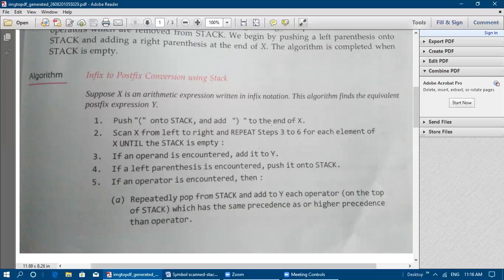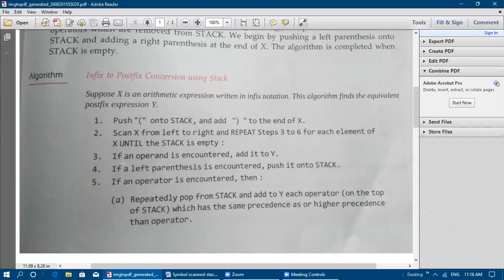Okay, you need to scan the given infix expression from left to right and repeat steps 3 to 6 for each element of X until the stack is empty. So for each element, A plus B, for A, for plus and for B, for all the elements available in X, you need to repeat steps 3 to 6 until the stack becomes empty.